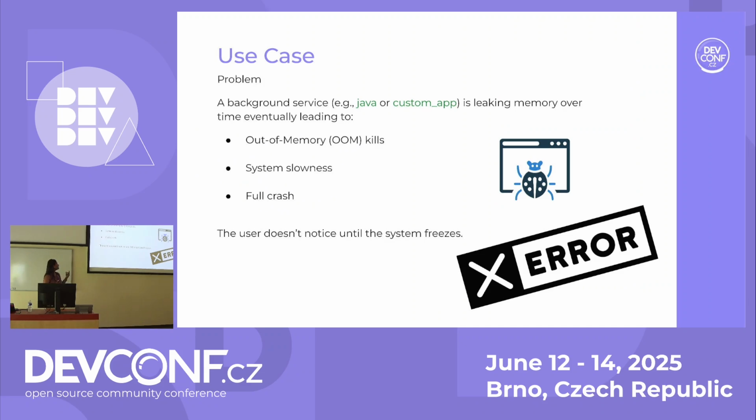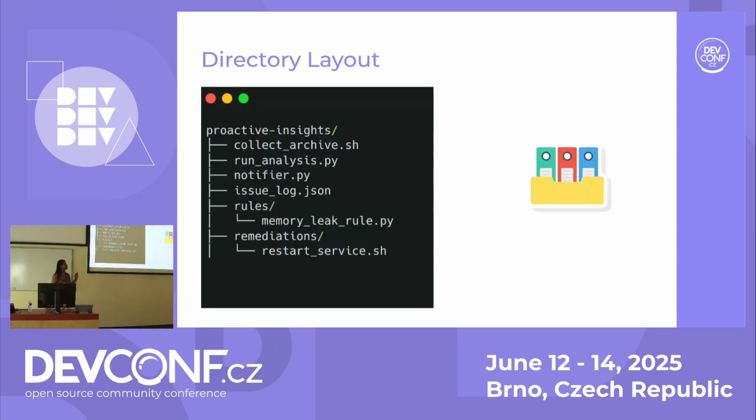To understand it, let's look at a use case where a background service is running and leaking memory over time, eventually leading to processes being killed with out of memory errors. Initially the user will not notice it, but system slowness might take place and eventually lead to a full crash, which might require rebooting the service. The user doesn't notice it until the system actually freezes. So let's try to solve this issue with the help of proactive insights.